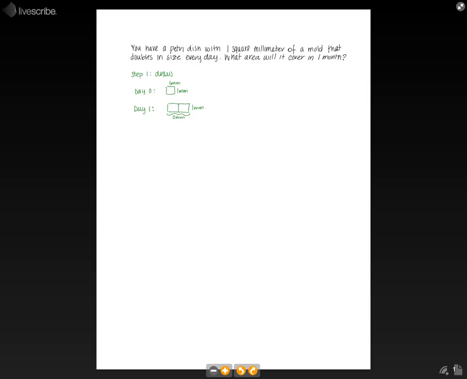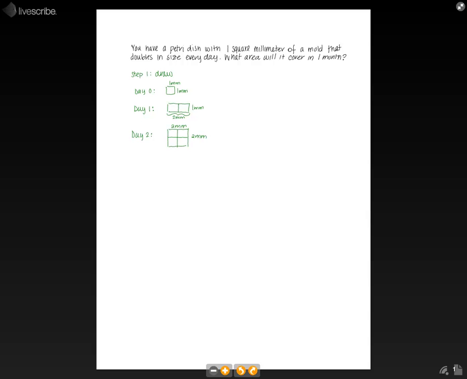Okay, so now on day 2, the same thing happens. It doubles again. So now, instead of having 1 millimeter by 2 millimeters, we're going to have like a square, 2 millimeters by 2 millimeters.